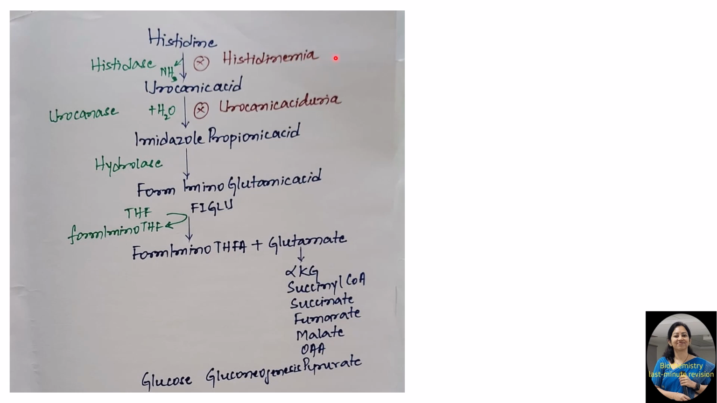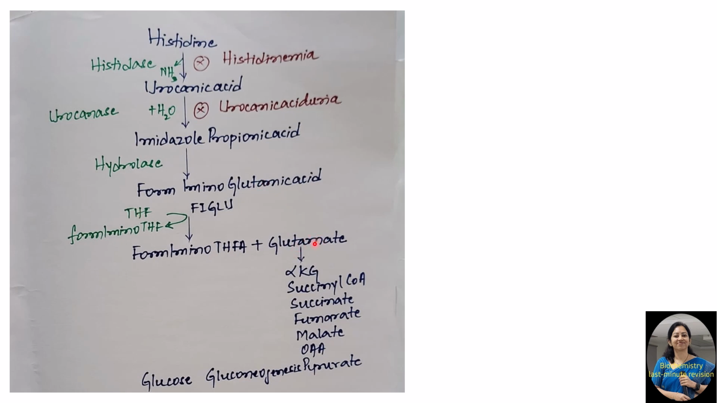Histidine is acted upon by the histidase enzyme, wherein the amino group is released, and this results in the formation of urocanic acid. Now this undergoes hydration catalyzed by the enzyme urocanase to form imidazole propionic acid. This is acted upon by a hydrolase enzyme forming formiminoglutamic acid. Now the formimino group is donated to tetrahydrofolate and it gets converted to glutamate.